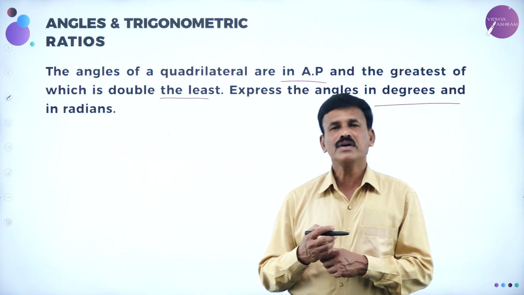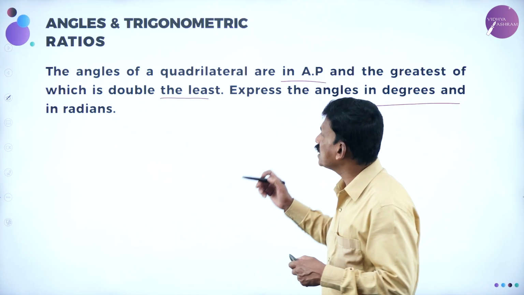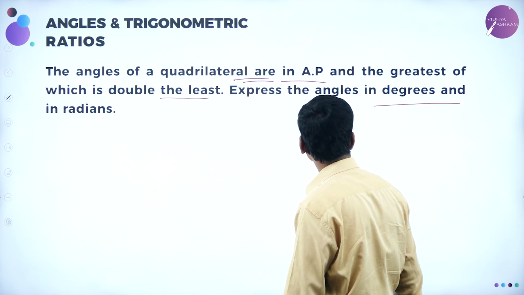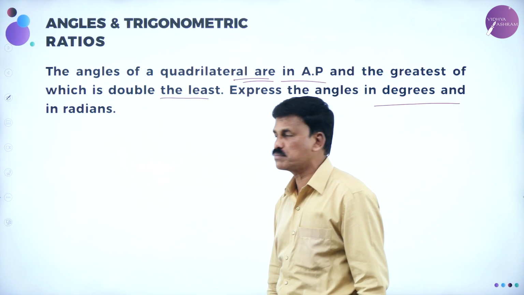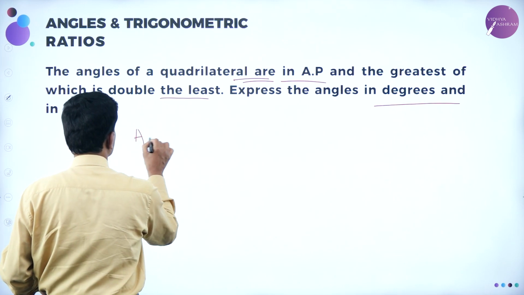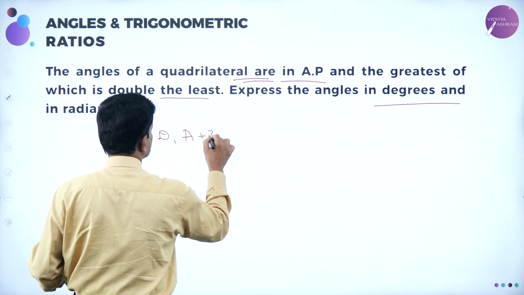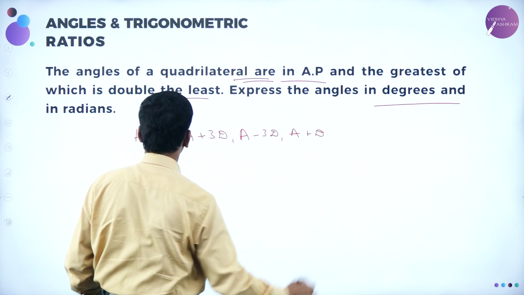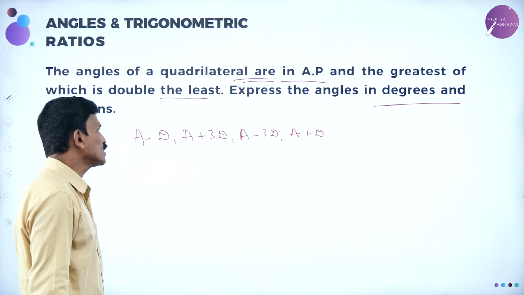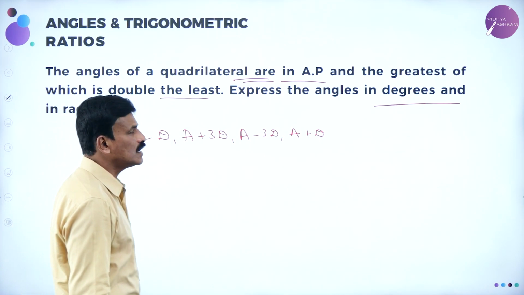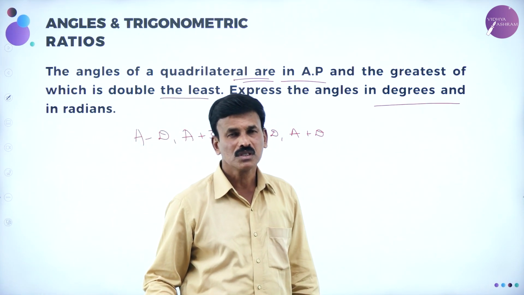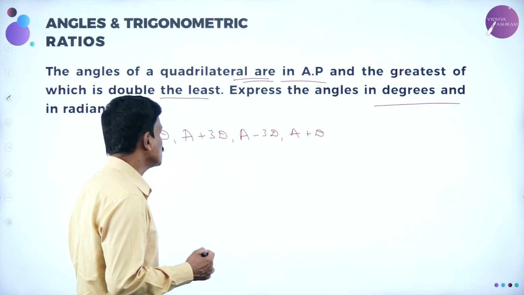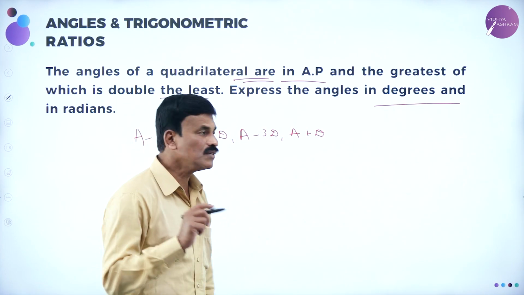Okay. Now, whenever the angles are in arithmetic progression, for any quadrilateral, the angles must be of the form A minus 3D, A minus D, A plus D and A plus 3D. So, the four angles are of the form A minus D, A plus D, A plus 3D and A minus 3D, right. The angles of a quadrilateral are A minus D, A plus 3D, A minus 3D and A plus D. Now, what is the given condition?